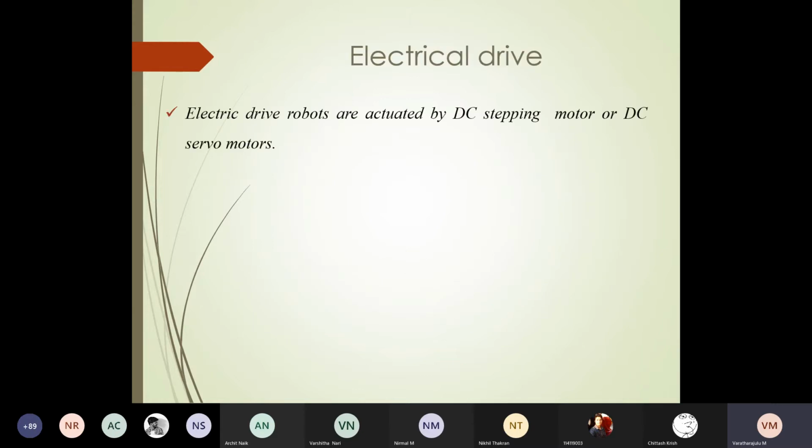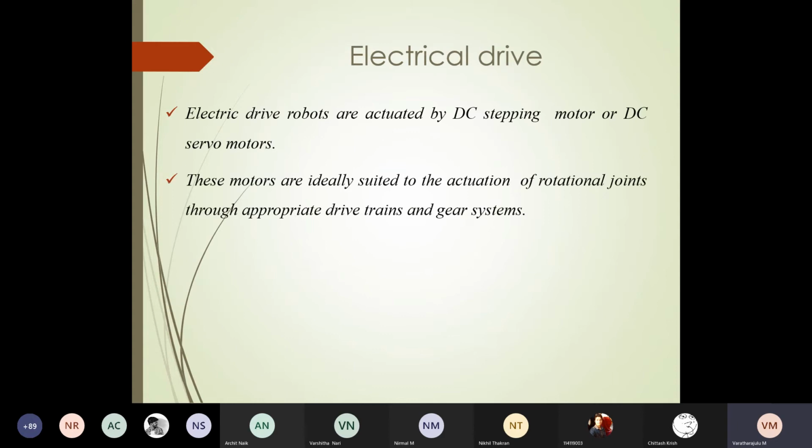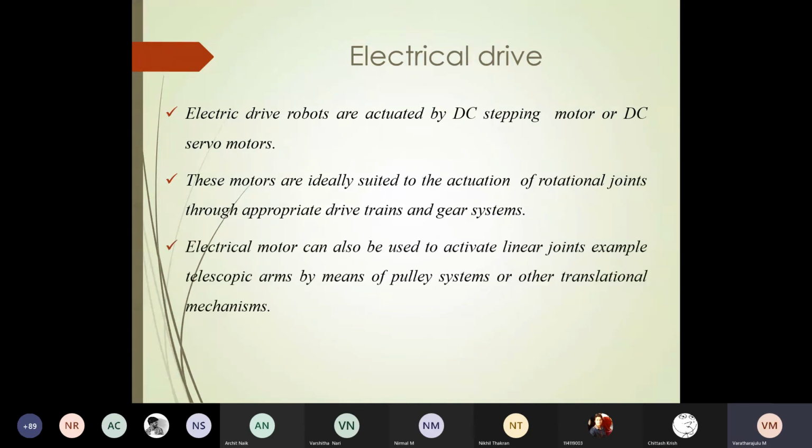It can be actuated either by a stepper motor or a servo motor, and these motors are ideally suited to the actuation of rotational joints through appropriate drive trains and gear systems. As I said in the advantages there, the hydraulic system doesn't have any gear system to actuate, but in the case of electrical, we need to adopt a gear system to do our accurate task.